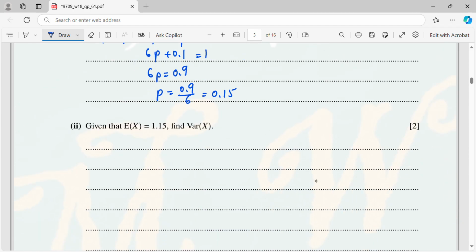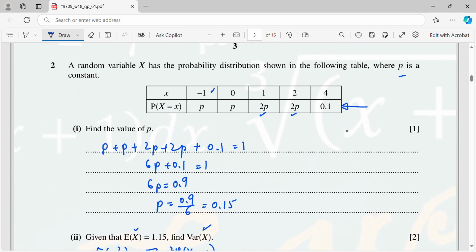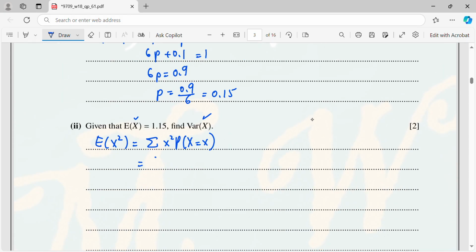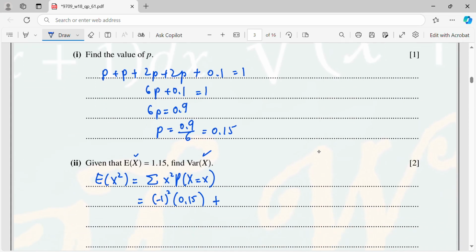Now part 2, given the expected value E(x) equals 1.15, find the variance of x. So for variance x, we need to calculate E(x squared) first. E(x squared) is basically the summation of x squared times the probabilities. Right, so go back to the table. You square the x and multiply with the probability. So which means I will be getting minus 1 squared times 0.15, plus 0 squared, so the whole term is 0.